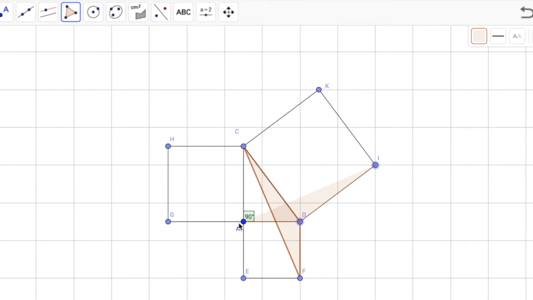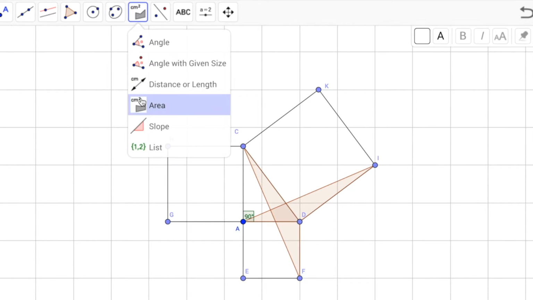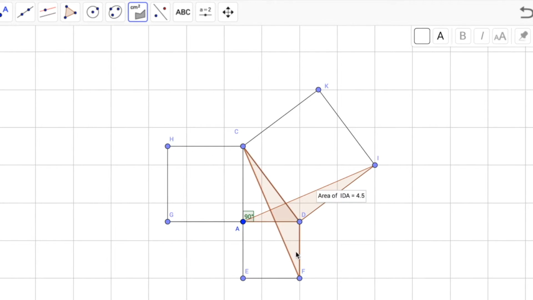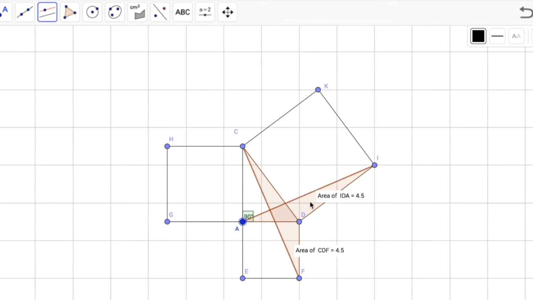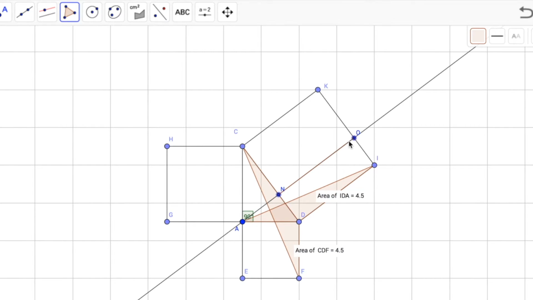Next, Euclid compared triangle CDF to triangle IDA. Since both triangles have the same side lengths, we know their areas will be the same. Euclid then constructed a line parallel to segment ID and going through point A. We labeled this segment NO.